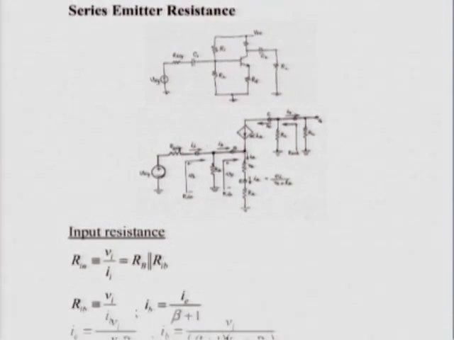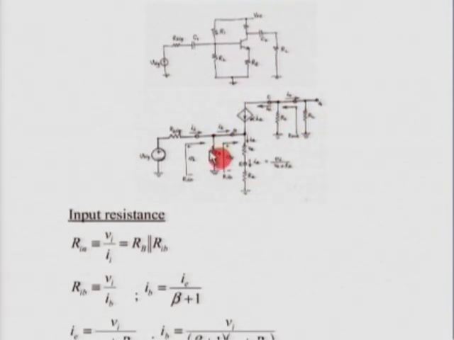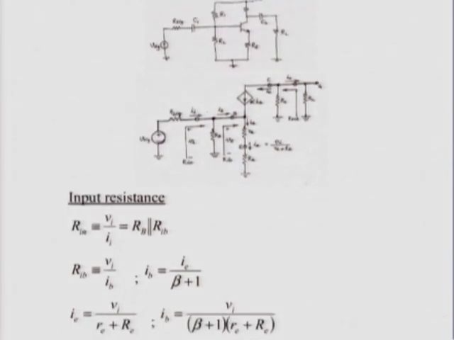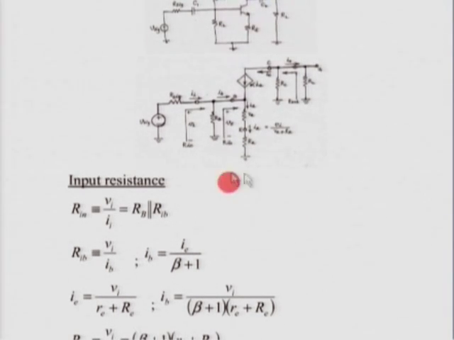Now, what we have done here is we have used the T model, and in this case it gives you an extremely simple equivalent circuit, and in fact this will be much, much simpler. You could use the hybrid pi model also, but you would find that the expressions would be much more complicated.